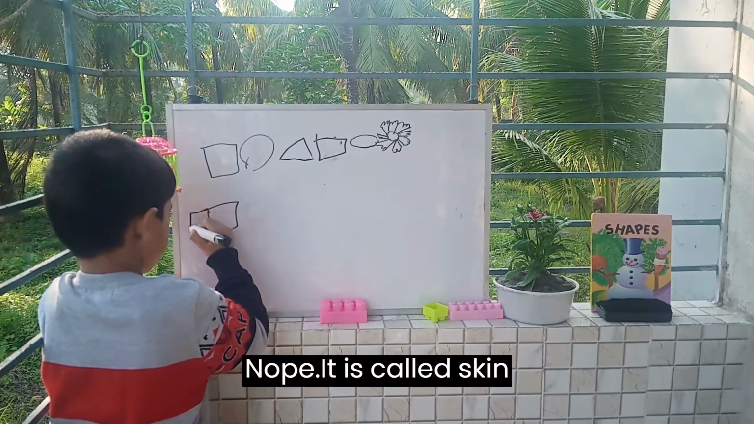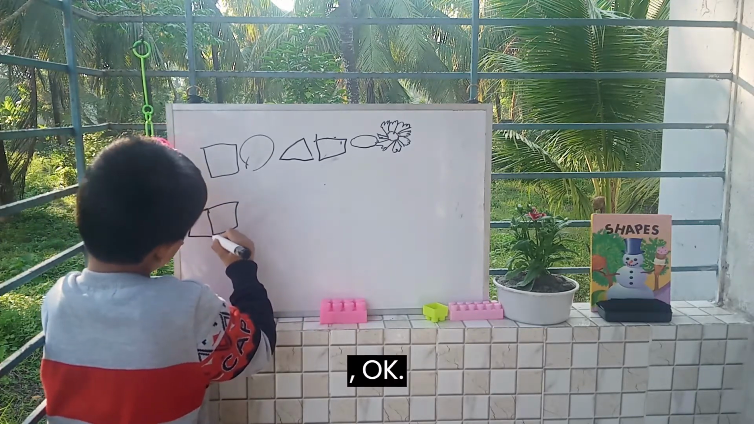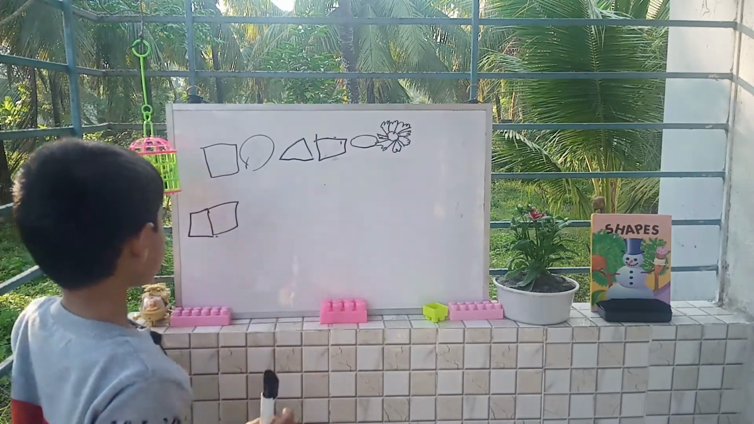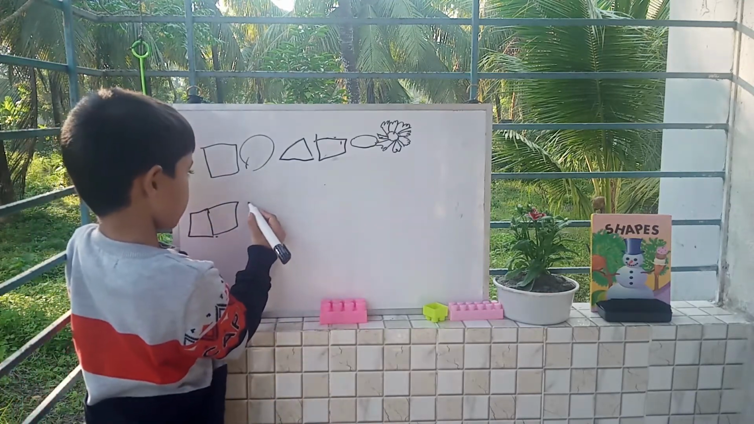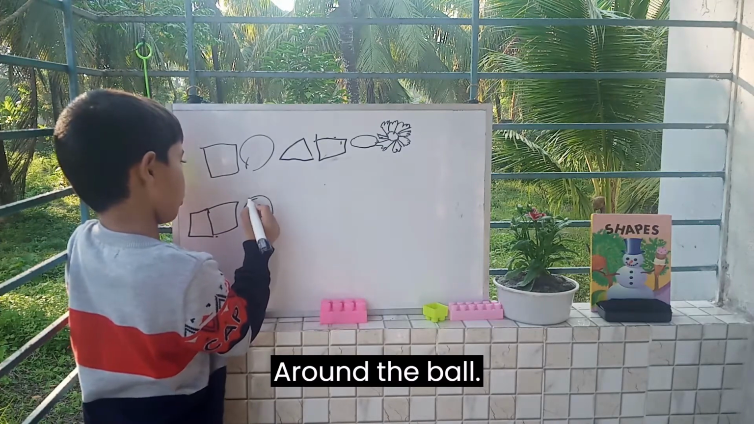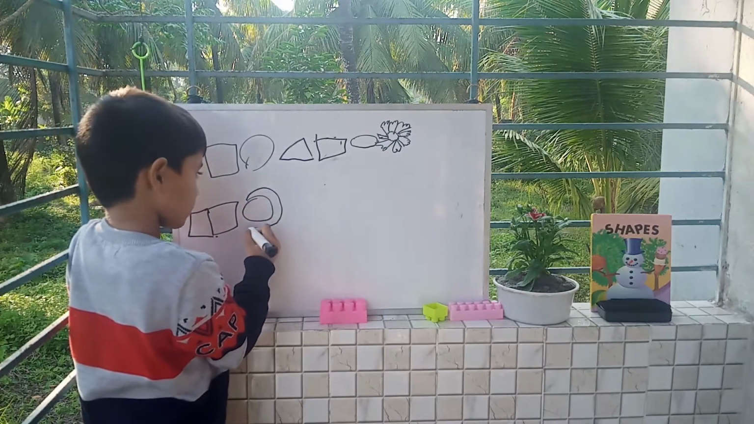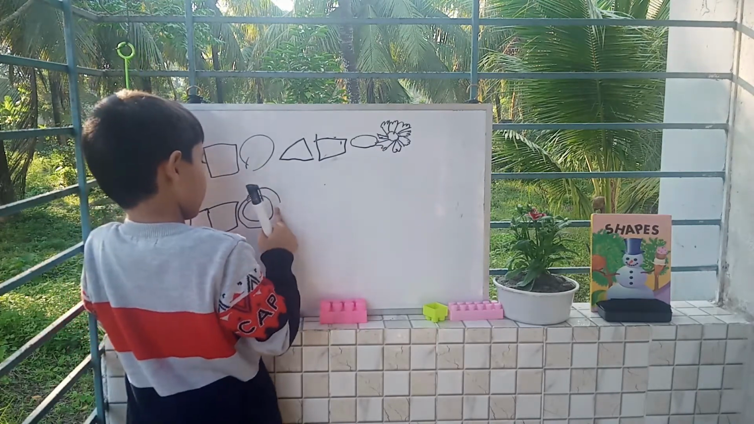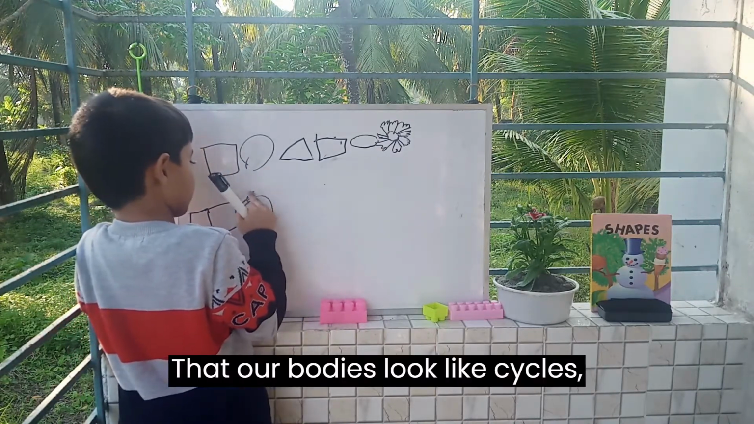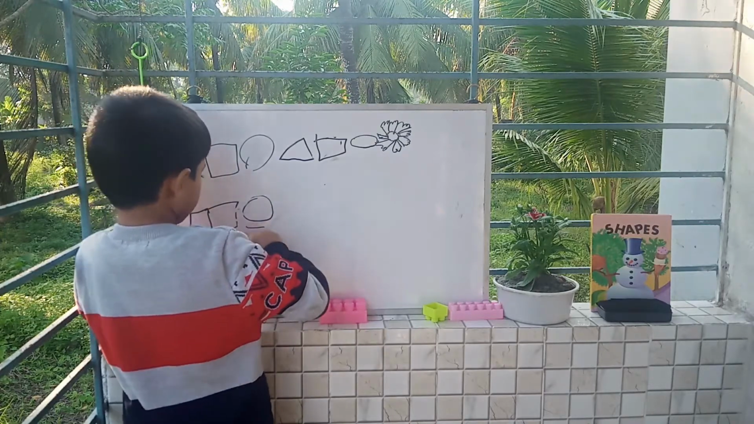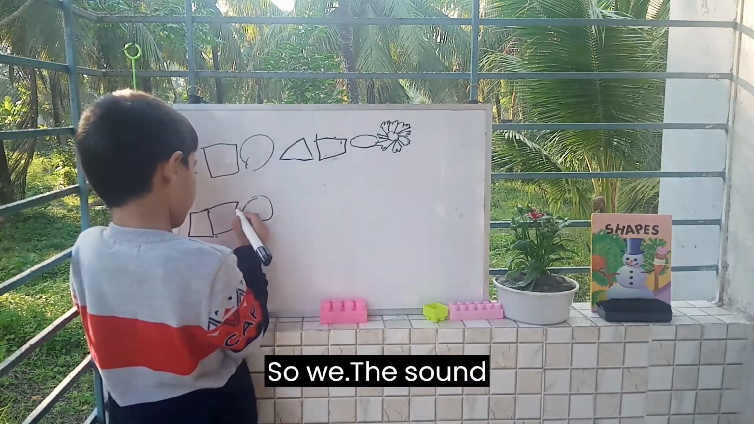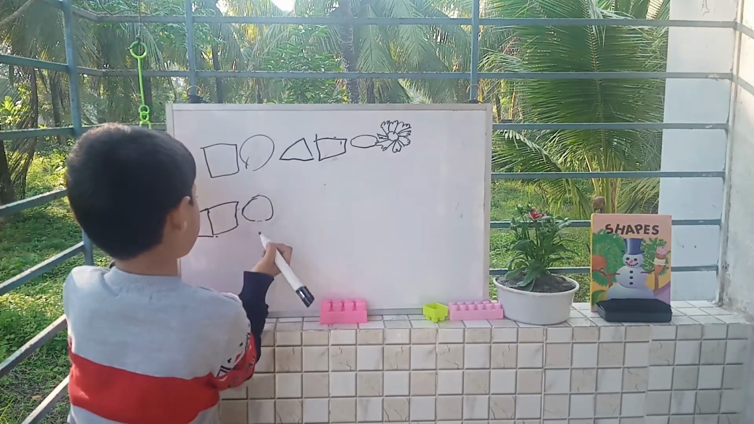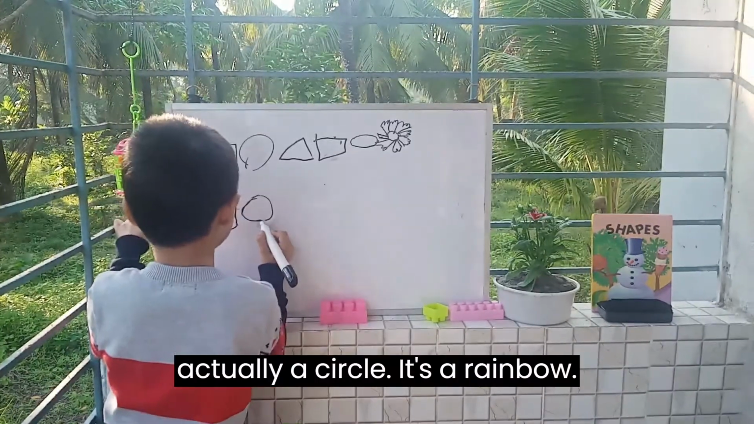Cube. This is called cube, okay? Cube. Cube, then a round ball. The round ball looks like circle, but it's not actually a circle. It's a round ball.